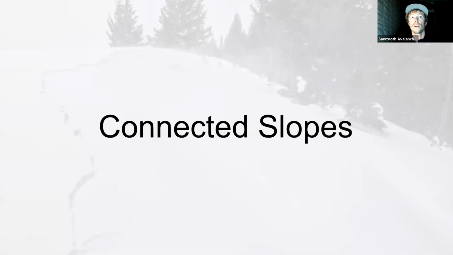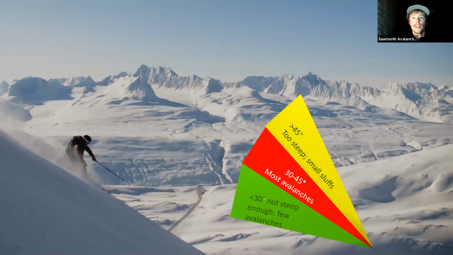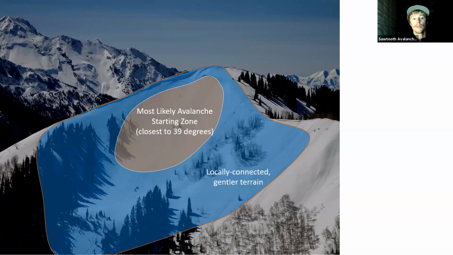So that brings us into our next little focus topic, which is connected slopes. Slope steepness is one of the most important terrain factors that you guys can focus on when you're out there selecting safe slopes to ride. Most avalanches will occur anywhere from 30 to 45 degrees. But when remote triggering is on the table, avalanches can be triggered from low angle or even flat terrain outside of where the actual avalanche initiates. And that's what we're talking about when we're talking about connected slopes.